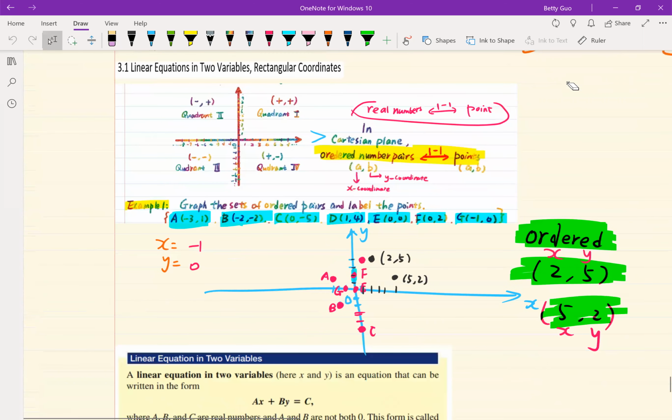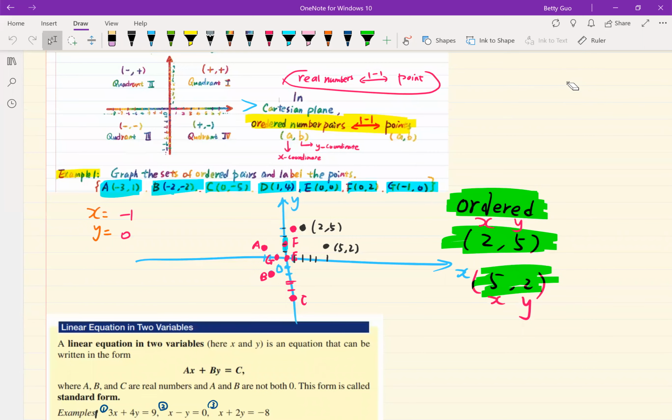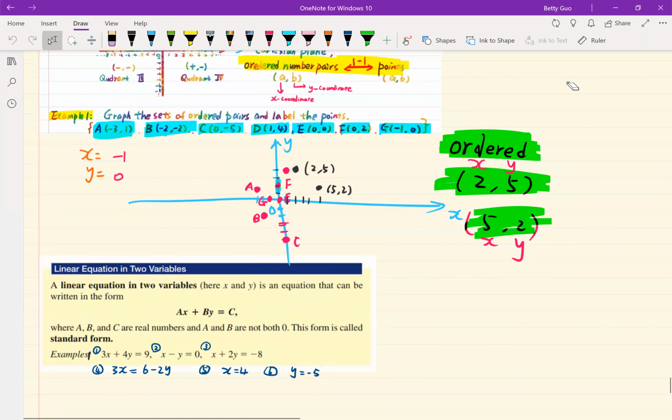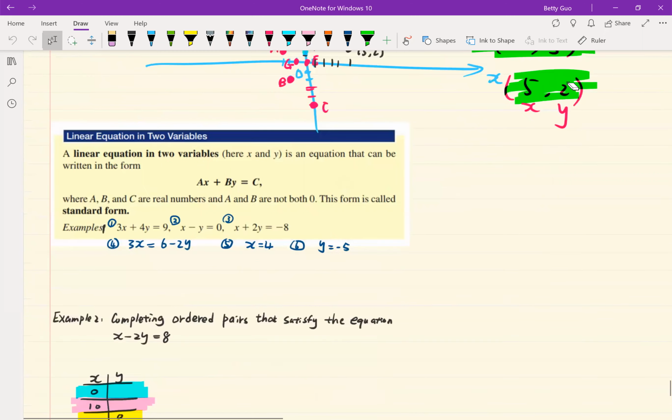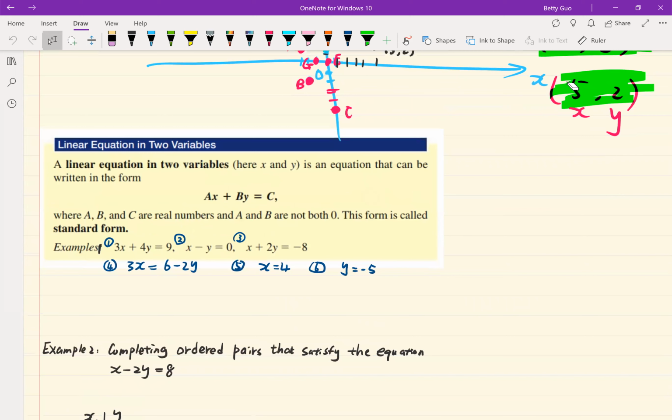Well, I have to apologize for my enunciation today because I'm having my retainers on. I'm supposed to wear it right now, so sorry about that. Now let's move to the next topic.